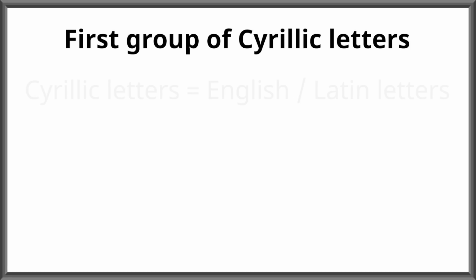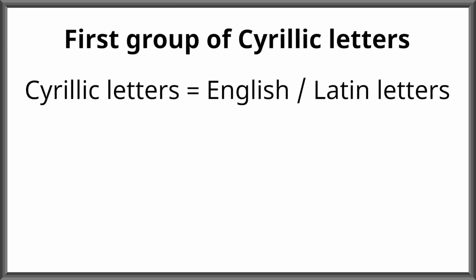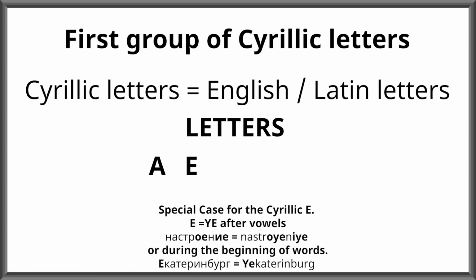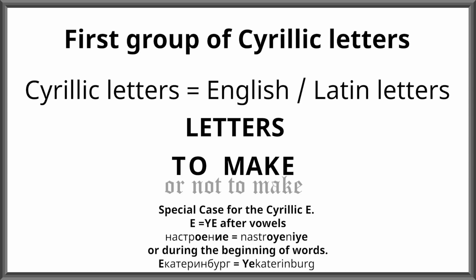Let's go! So the first and easiest group of Cyrillic letters we want to learn about are the ones that are exactly the same as their English counterparts, which consist of the letters A, E, K, M, O, and T. My method to easily remember the letters is to rearrange them to the Shakespearean-like phrase, to make or not to make.